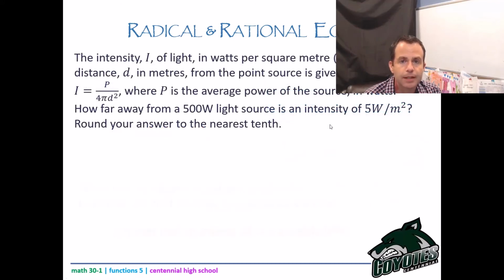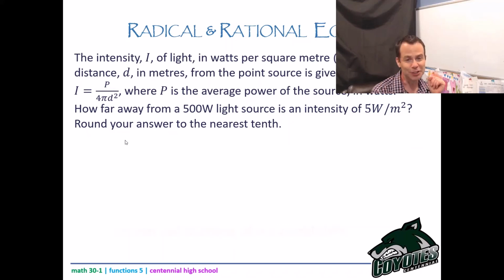Okay, the intensity I of light in watts per square meter, W per meter squared, at distance D. It's at this point where most of you have shut down because you're looking at this and there are too many words with too many letters. You have to push yourself through that. This is not a complicated question. You just have to get the information that you need.